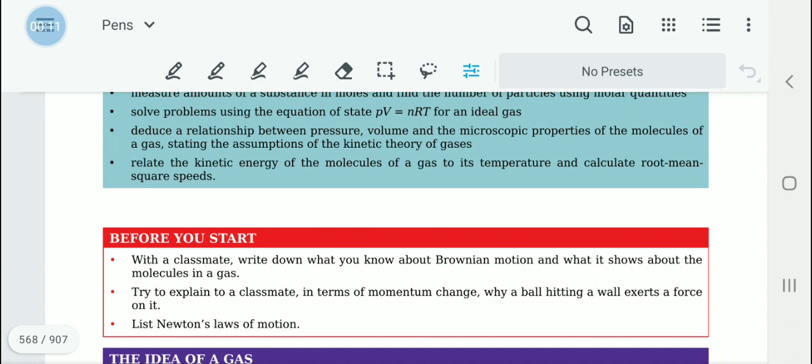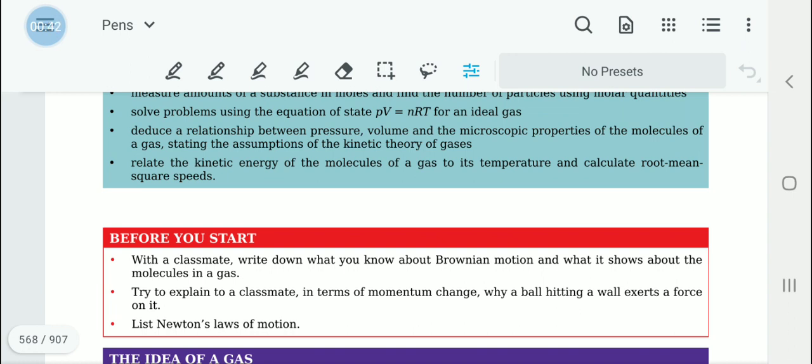So here, first of all, you need to know what Brownian motion is. You have studied in O levels how Brownian motion works. You have learned how particles are in random motion and how they collide with each other, and you have observed it under a cloud chamber.